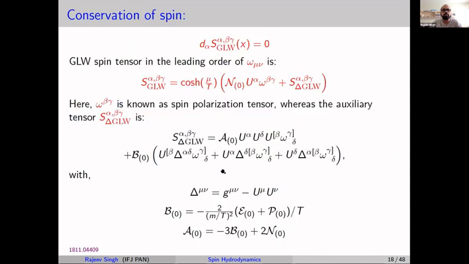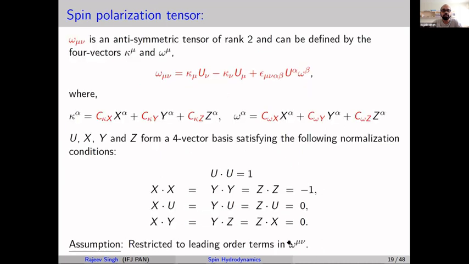I was saying before about this leading order omega mu nu. This means that we will just take the first order term in the expansion of omega mu nu. Why? For 2 reasons. One is that if we take just the first order term in omega mu nu, then that is enough to have the results which can be compared with the experiment.